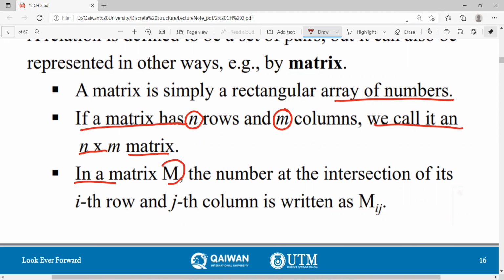In a matrix M, the number at the intersection of its ith row and jth column is written as M_ij.